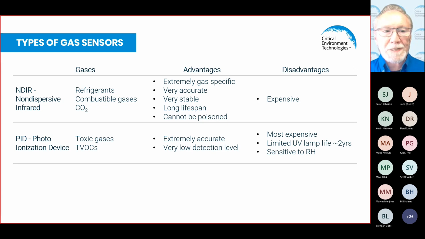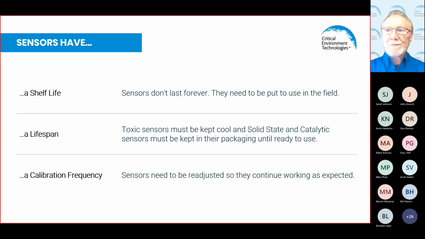So those are the different types of technologies and their space in the gas detection portion of the HVAC industry. They all have a shelf life. They don't last forever. At some point in time, they need to be installed in the equipment and get out to the field. They need to see voltage and current power flowing through them to keep them operational. And they all have a lifespan in that eventually they're going to stop working. They're going to stop working to manufacturer specifications, or they're going to stop completely. So at some point in time, they're going to have to be replaced.